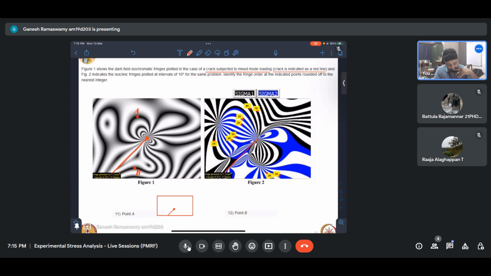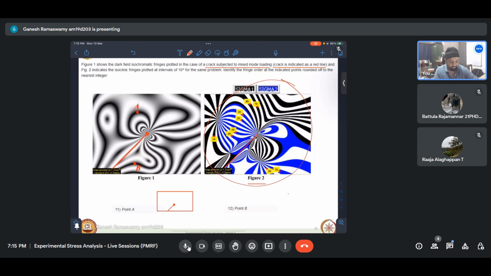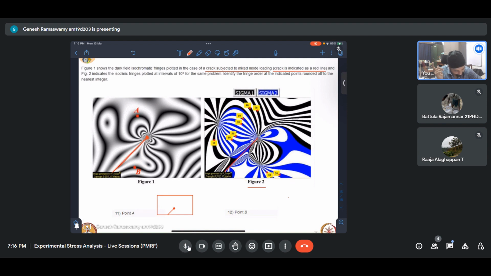Figure 2 indicates the isoclinics plotted. It must be noted that there is no arrangement of plane polariscope that can give you this total output at once. How this has been arrived at is that our polarizer analyzer crossed combination has been rotated in steps of, say, 10, 20, 30, right? So the difference is 10 degrees.